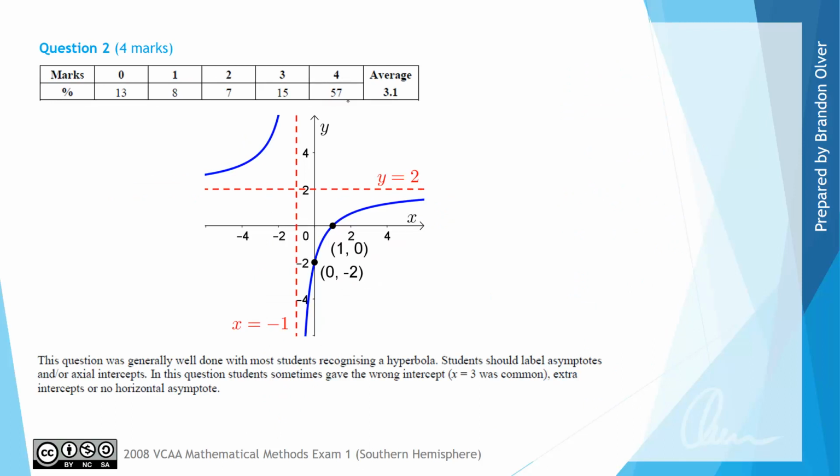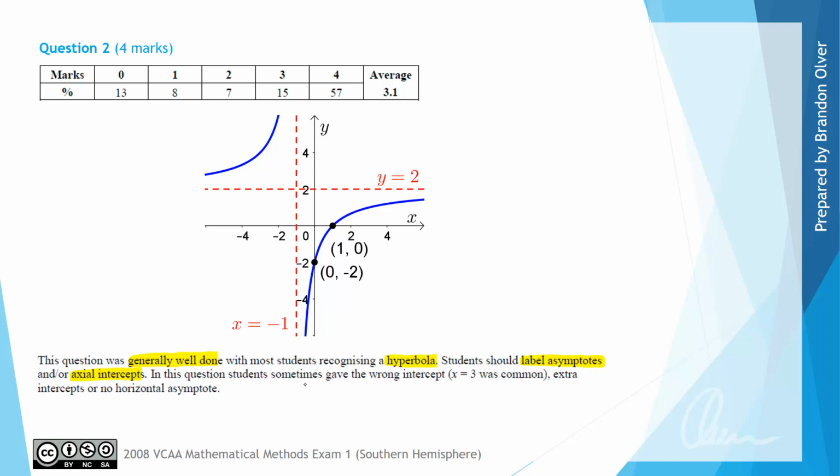So as you can see, 57% of students received all 4 marks, and this question was generally well done, with most students recognising that it was a hyperbola graph. Students are reminded to label asymptotes and or axial intercepts for graphs.